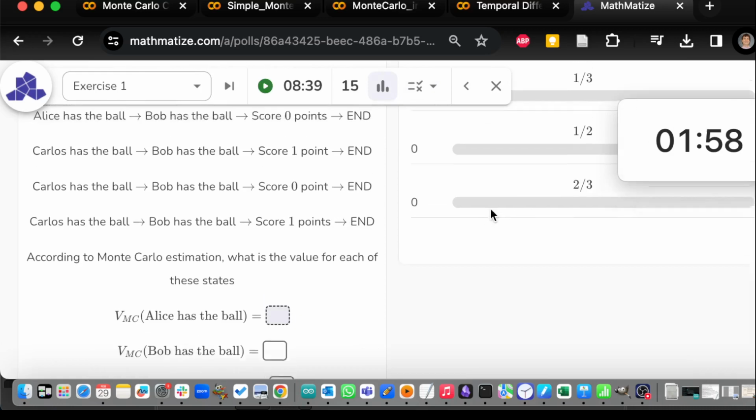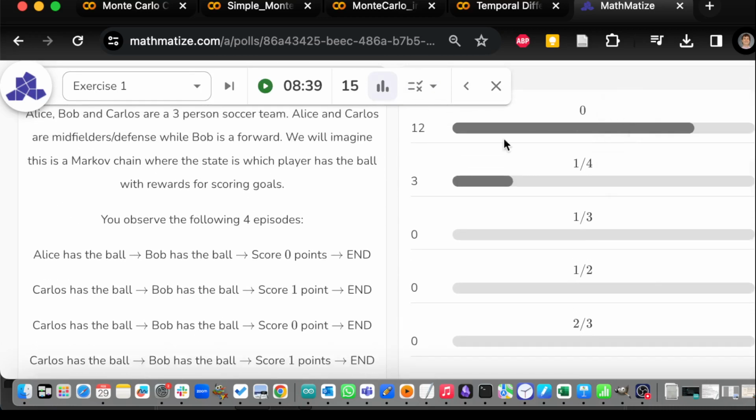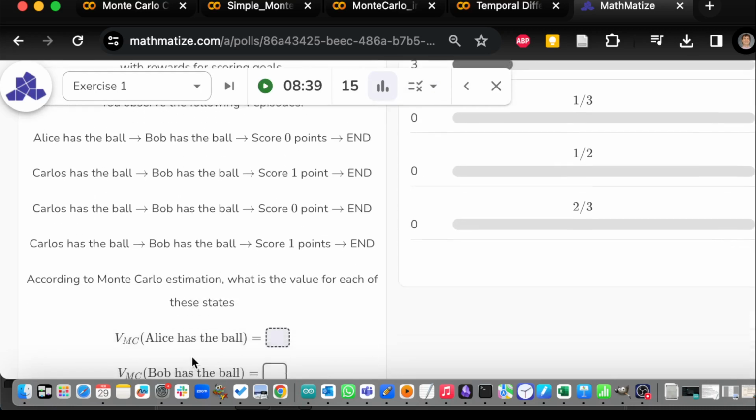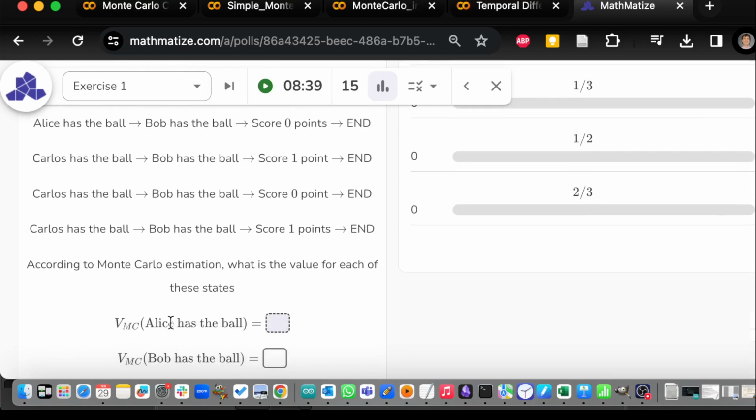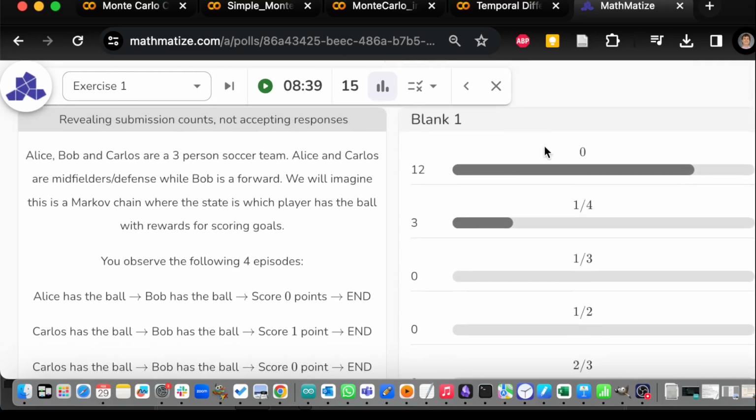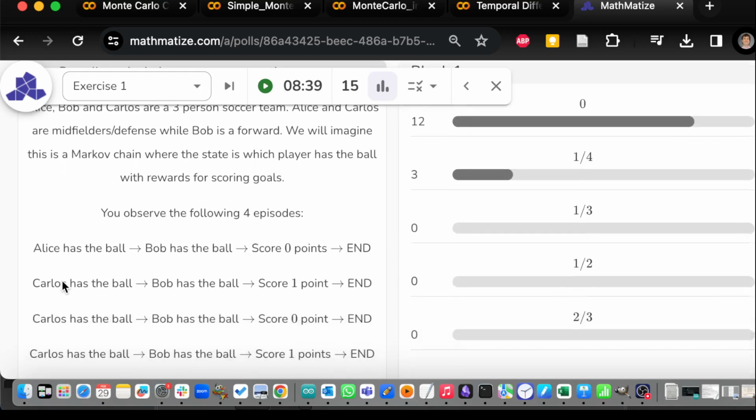Okay. So for Alice, people put in 0. 12 people put in 0. The value of Alice is 0, which is kind of a rude thing to say to Alice. But that is perfectly correct. So in the Monte Carlo algorithm, you look at all the times you visited that state. We visited this state exactly 1 time. And in that universe, we scored 0 points. So Alice is 0 points because every time Alice had the ball, we ended up scoring 0.